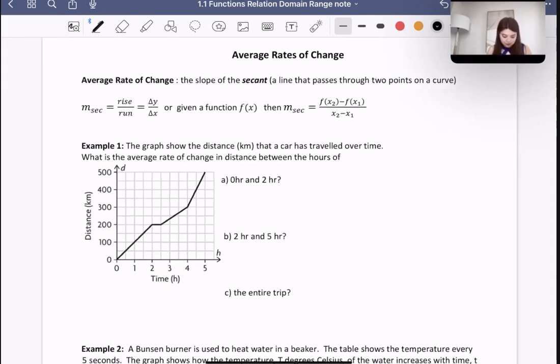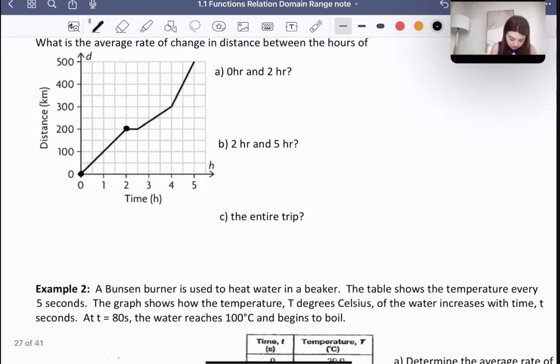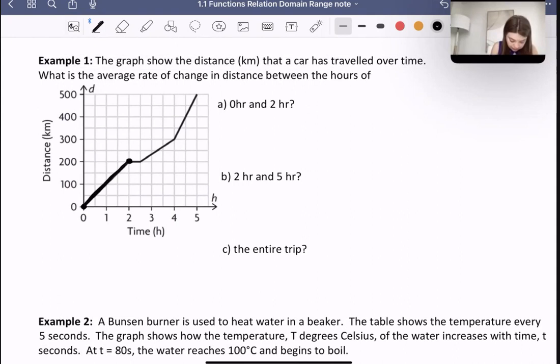Okay, so example one says the graph shows the distance in kilometers that a car has traveled over time. What is the average rate of change in the distance between the hours of 0 hours and 2 hours? Well, let's see. At 0 hours, they have traveled 0 kilometers, which makes sense. If they haven't spent any time on the road, they won't have gotten anywhere yet. And after 2 hours, it looks like they've traveled 200 kilometers. So we need to find the average rate of change between those 2 points, okay? Which is going to be just the same as the rate of change overall on this line, because this line is just a straight line.